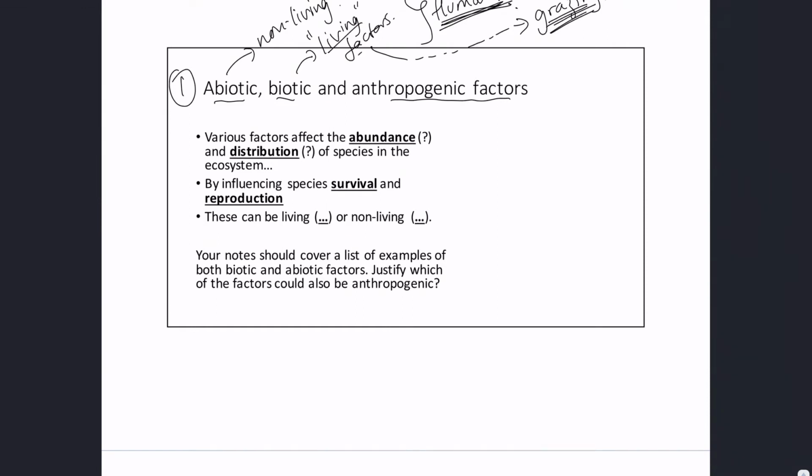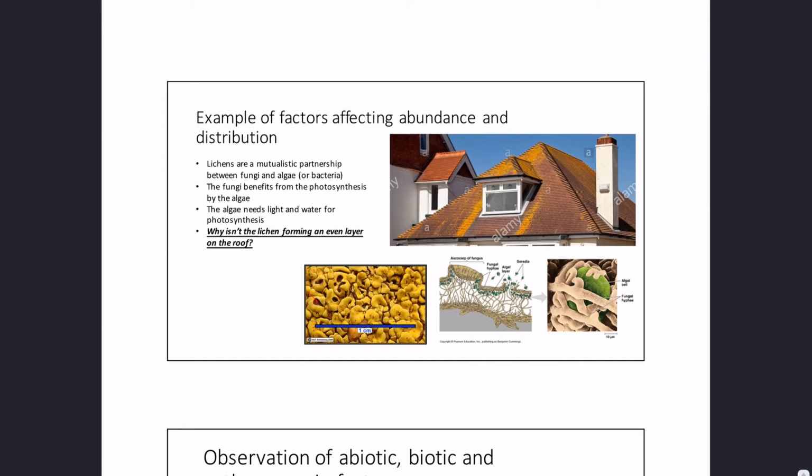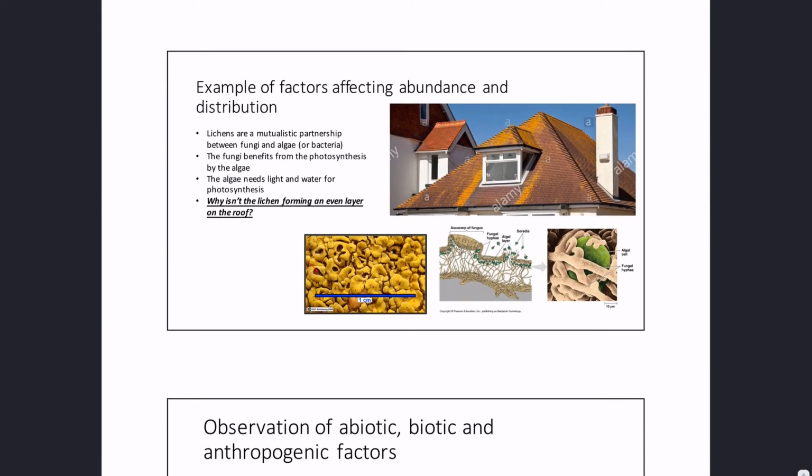And the same applies to abiotic factors. So something could be an abiotic factor, for example, temperature, but if that temperature is affected by humans, then that counts as an anthropogenic factor, not just an abiotic factor. Okay, so these are the factors. And then we looked at some examples. So, for example, lichens are a kind of mutualistic relationship between a fungus and an algae or bacteria.